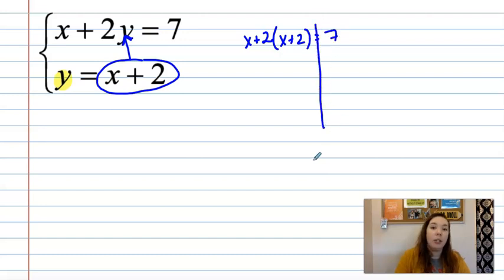And now, before I can do anything else, I'm going to have to distribute this 2. So this will give us 2x plus 4. If I combine like terms, this will give me 3x.